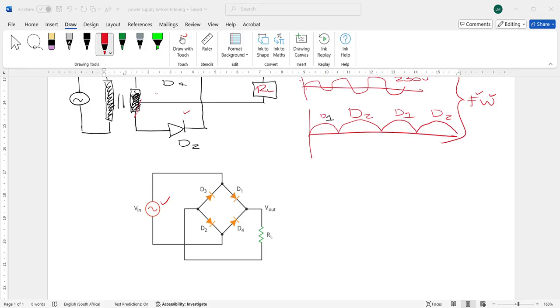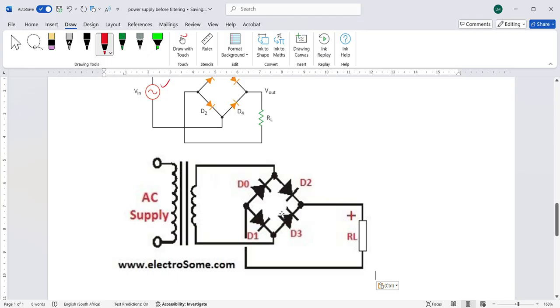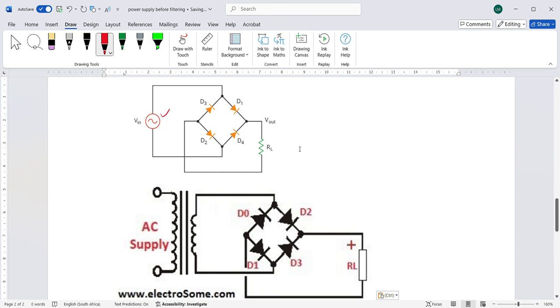I'm just getting you this. There we go, there's another one. You've got the power supply. Both of them are correct. The other circuit has a transformer, and the other one doesn't have a transformer, which is still correct because the bridge rectifier can be used with or without a transformer.